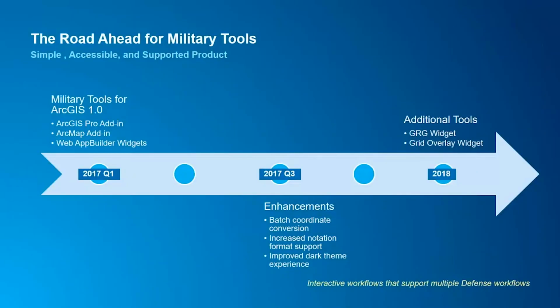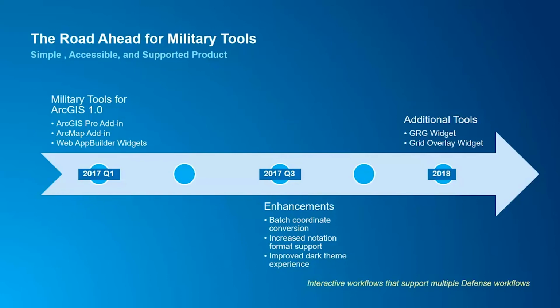So with that, let's look at what's coming ahead for Military Tools. Currently you're looking at the first version of Military Tools. We released this in the first quarter of 2017. In the third quarter, we're going to release some enhancements. Those enhancements would be the batch coordinate conversion. That would allow us to take text files and Excel files into the add-in and add some of your own points as well. So, doing batch coordinate conversion in the actual add-in itself.